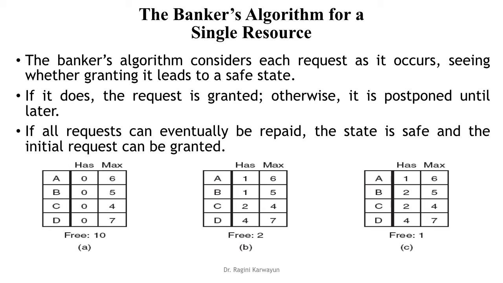So this is basically the concept of safe and unsafe state, and using Banker's algorithm, we will not allocate this extra resource to process B, because this allocation will lead the system into a deadlock state.